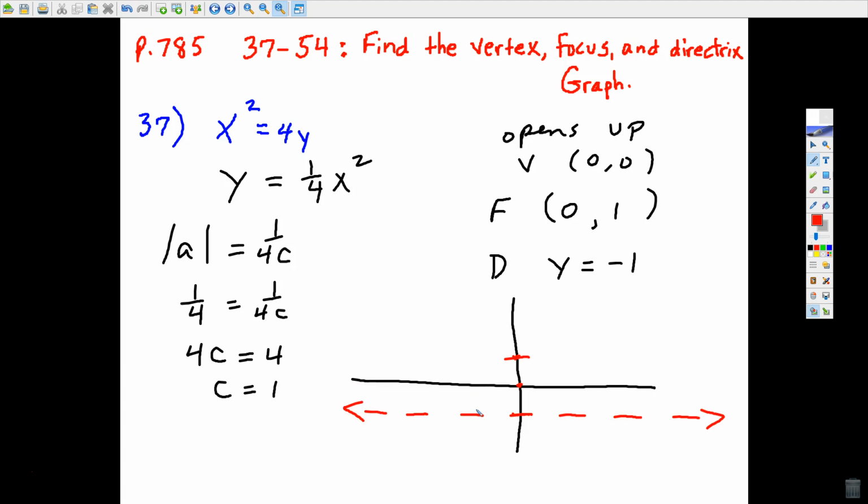And then just choose an easy to manipulate input for this particular function. 2 is a good choice. There's really not a bad choice unless you're trying to stay away from fractions. So we input 2, and what's the output? 1, okay? So the point (2, 1) has to be on the graph, and that means because of symmetry around the y-axis, (-2, 1) is also going to be on the graph. And so here's our rough sketch of this parabola.